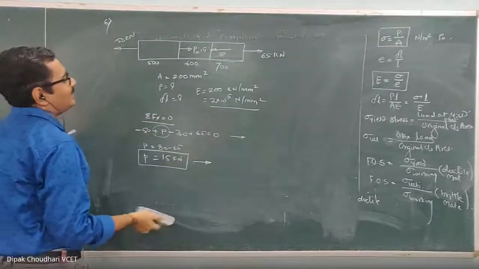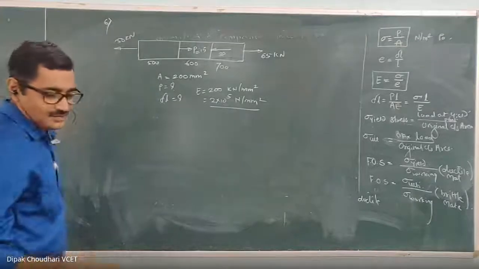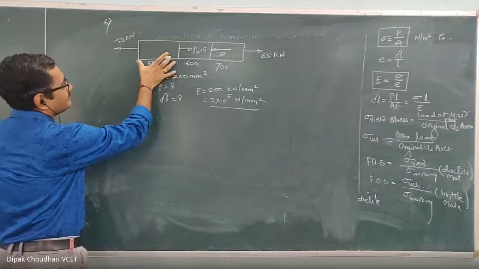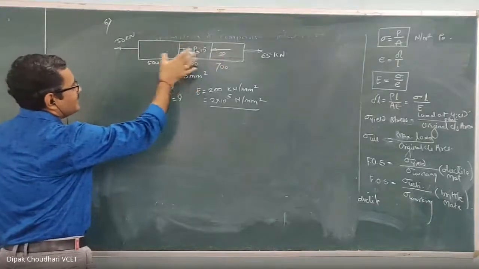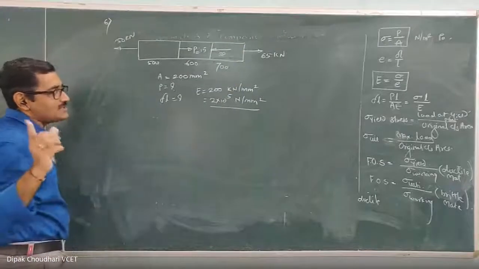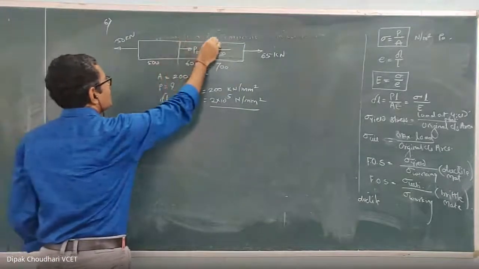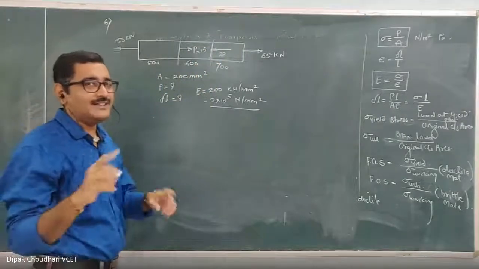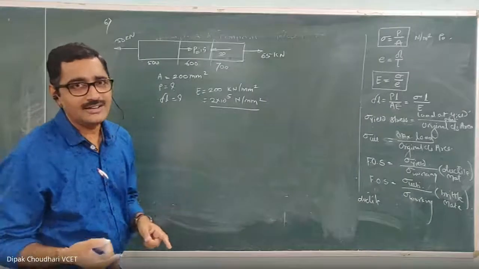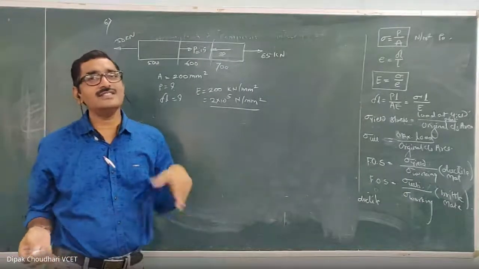Now we have to calculate the total deformation of this rod. Now to calculate the total deformation, even though the area is same, each part is subjected to different axial forces, and we have to calculate how much is the axial force induced in each part. For that, you have to take the section at such a point where there is a change in axial force.